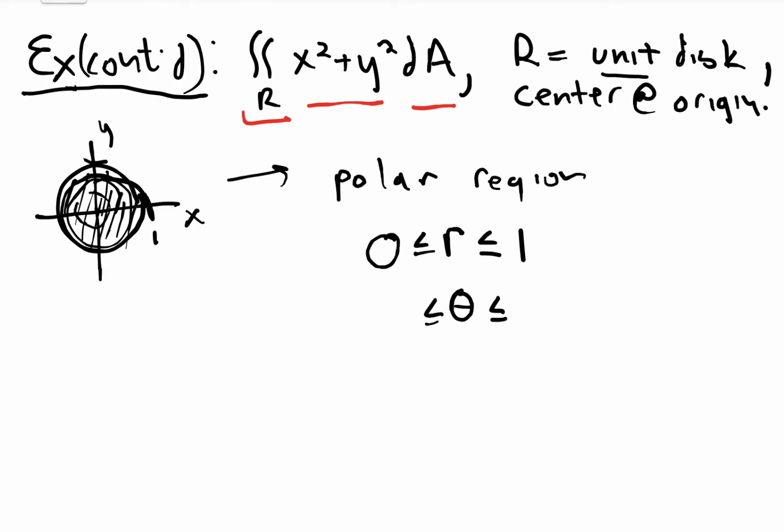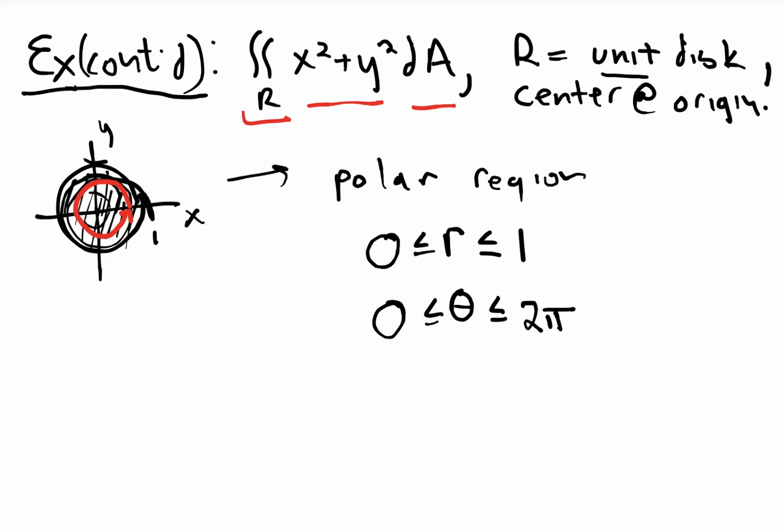On the other hand, if you're worried about your bounds on theta, I can ask myself, in this region, what angles are permissible for me to hit? Well, if you start at the angle 0, you'll notice that we sweep through angles all the way around. So we go 2 pi radians all the way around the origin. That means that my bounds on theta are going to range from 0 to 2 pi. So that'll help me figure out my bounds.